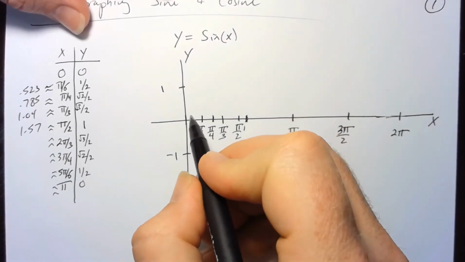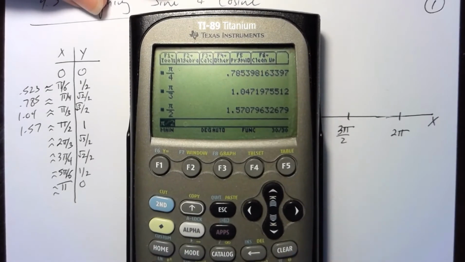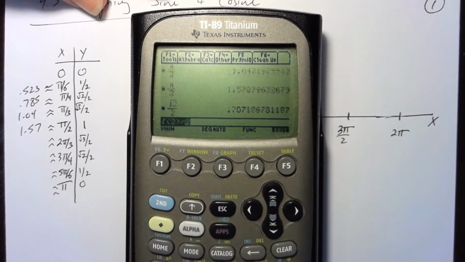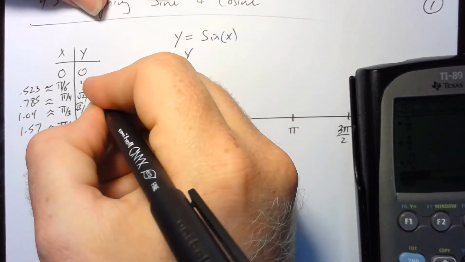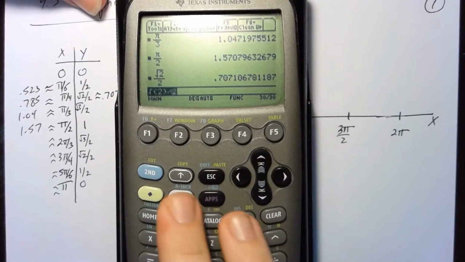So what we're going to do now is register what the y values are. So I'm going to have radical 2 over 2. I'm going to need to know what that value is, so let me plug that into my calculator. Radical 2, divided by 2, is approximately 0.707. And then the radical 3 over 2, I'm going to go ahead and do that one as well.